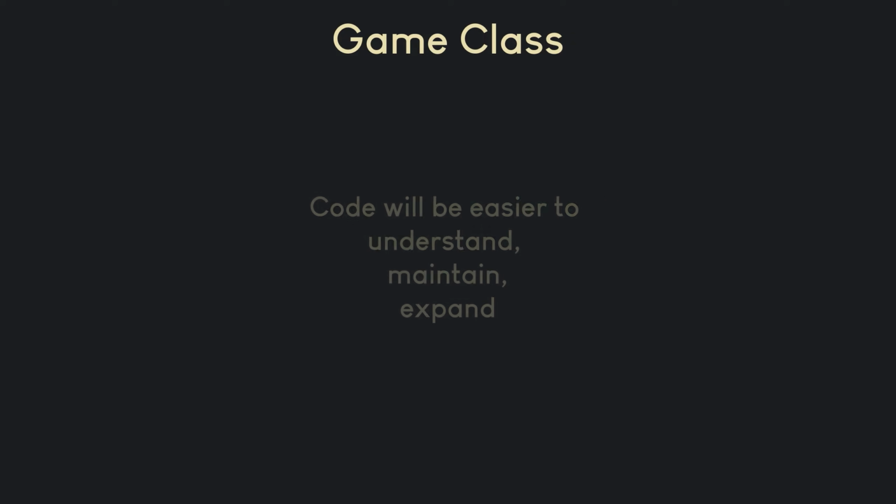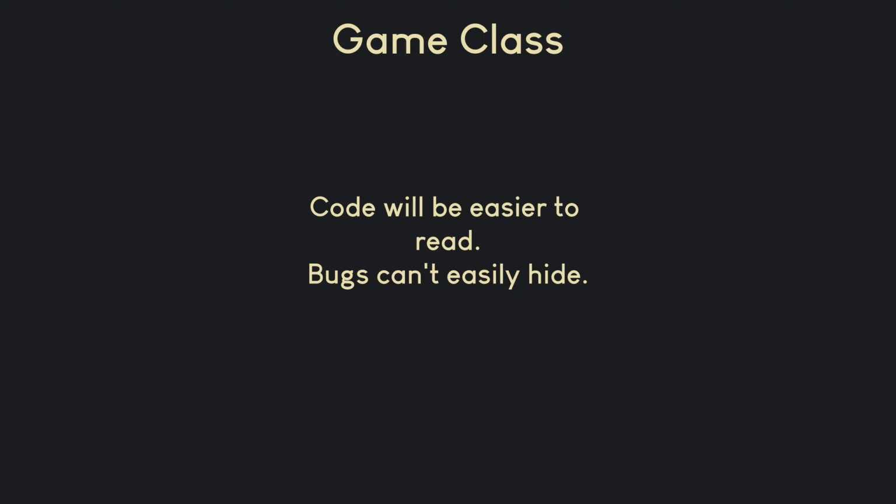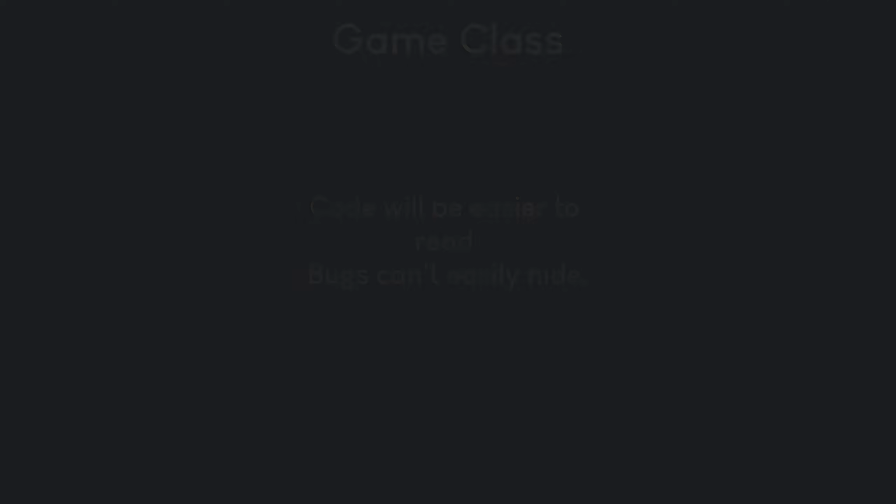By centralizing all the game's functionality within this class, it will be easier to understand, maintain, and expand upon in the future. Additionally, it will also improve code readability and reduce the risk of bugs by keeping related code together in one place. Overall, creating a game class will greatly improve the organization and structure of our code base, making it easier to work with in the future.